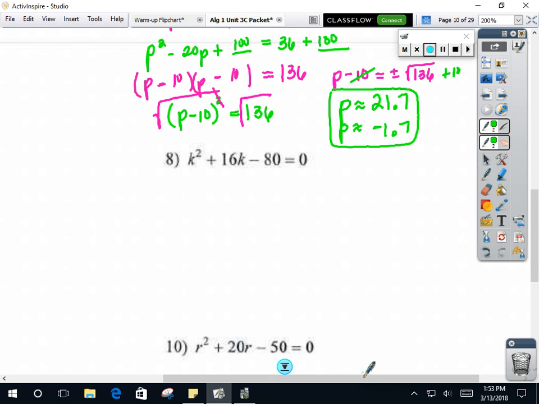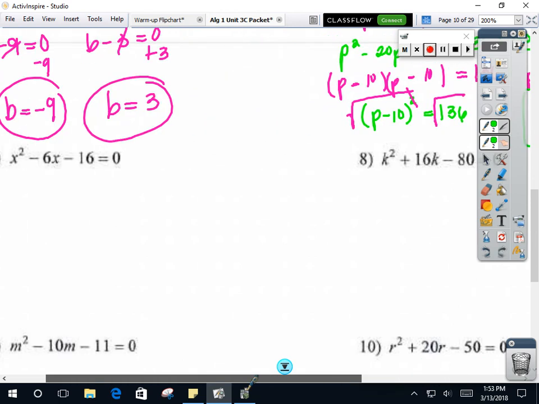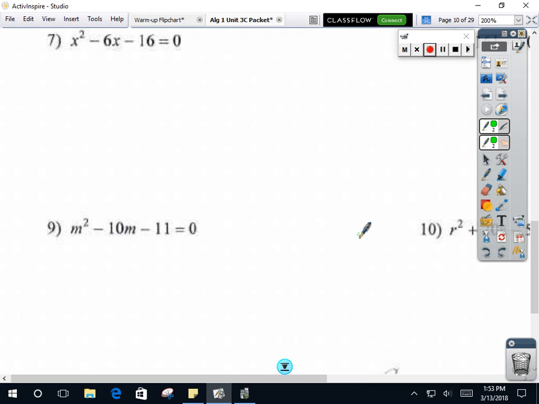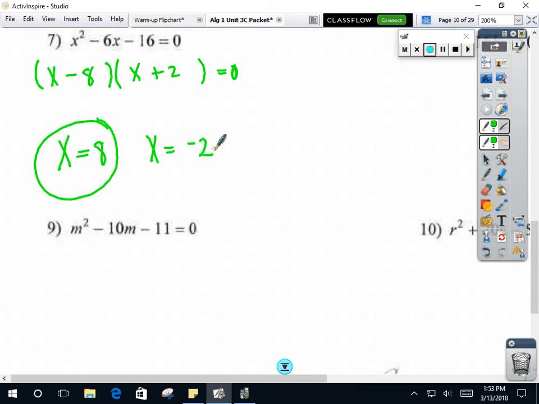Okay, next question, number 7. Can this one be factored? I'm thinking, yeah, an 8 and 2, an x minus 8, and an x plus 2. So if those are the factors, what are the final solutions? Right.